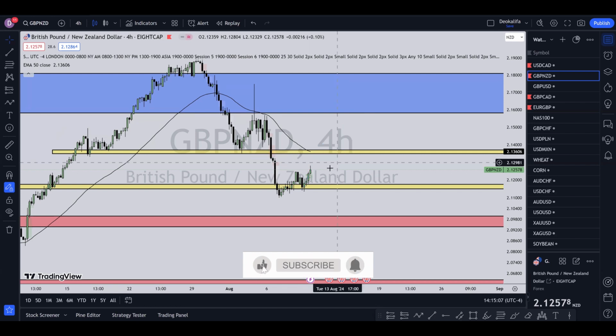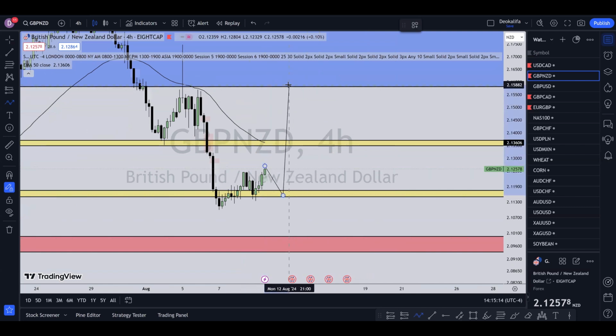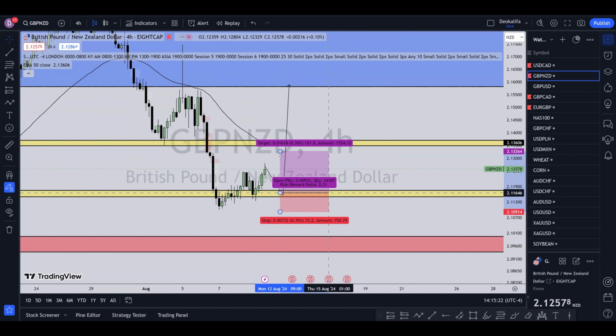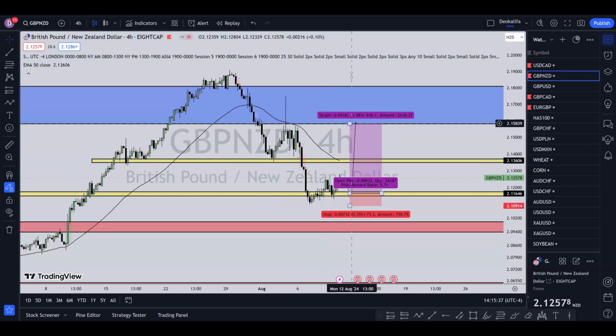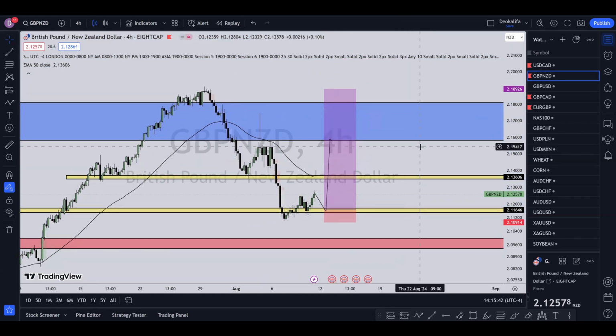So what I'm looking for on this pair, I might take some small entries here, like a long here, might take some longs here, and also if price is able to break and support this, I might add to my position and take price to the upside. So that's my take on GBPNZD.